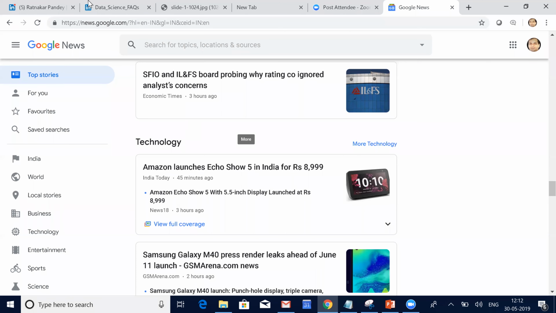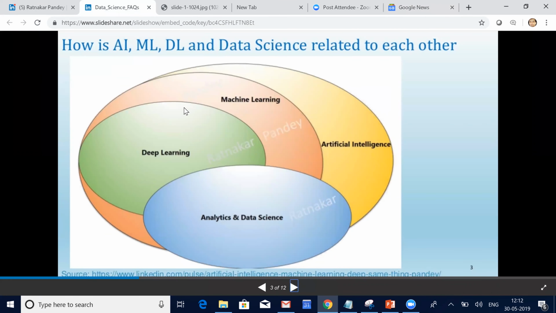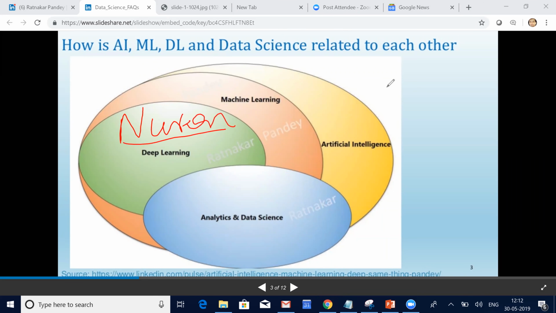So that is basically a quick view of what is possible. Within machine learning, there is a field called deep learning. Deep learning is motivated by what we call neurons, as the human brain is driven by neurons. I don't know whether I have spelled it correctly or not.